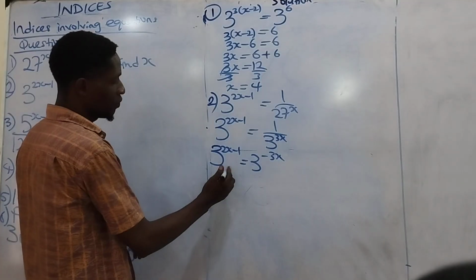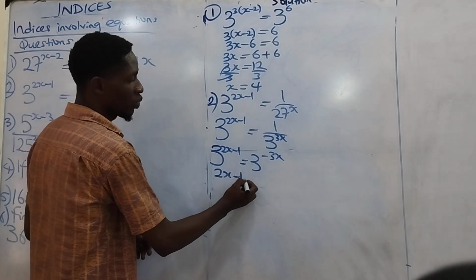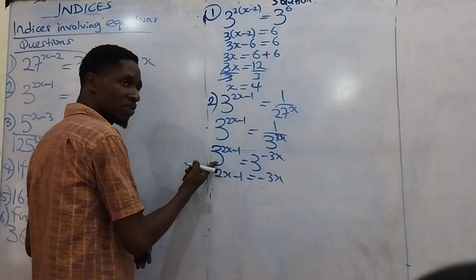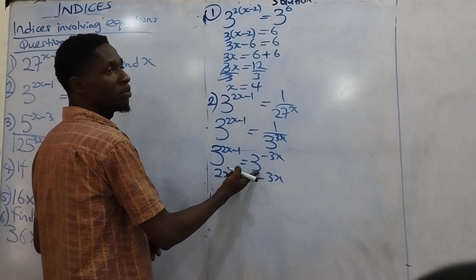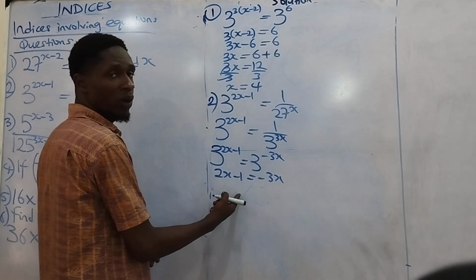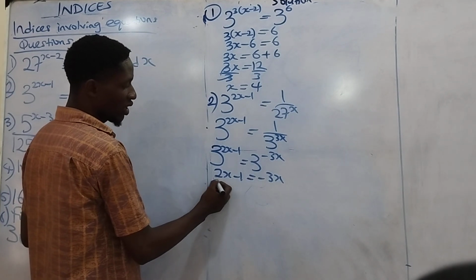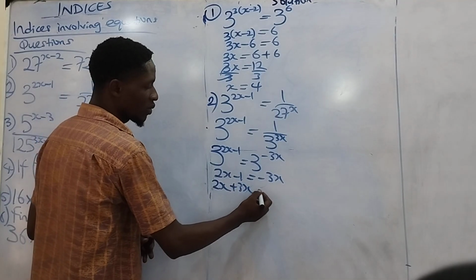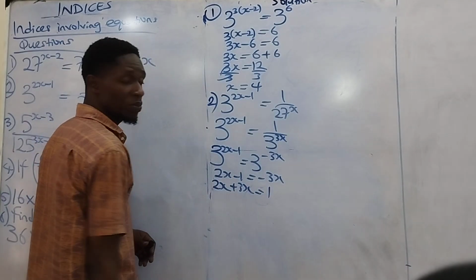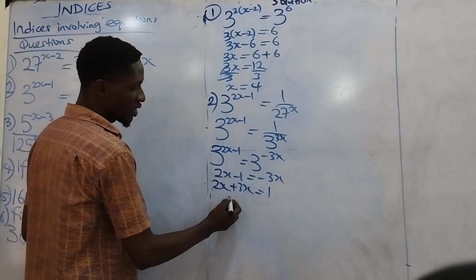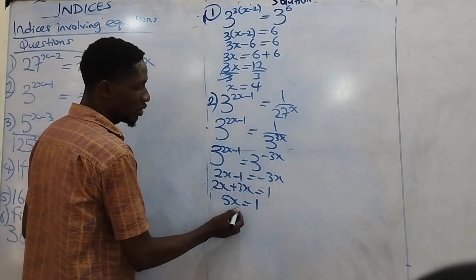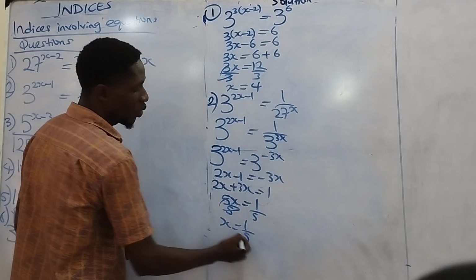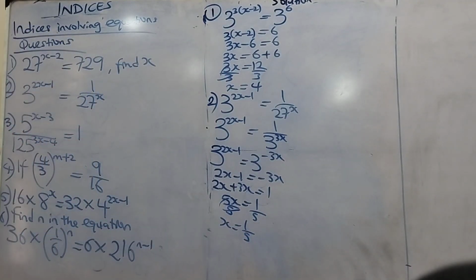We equate the power now. So we have 2x minus 1 is equal to minus 3x. You can see we have 3 as the base on the left hand side and 3 as the base on the right hand side, so we equate the power. Let's collect like terms. 2x, when minus 3x comes here it is plus 3x, is equal to, when minus 1 comes here it is plus 1. 2x plus 3x is 5x is equal to 1. Divide both sides by 5. So our x is 1 over 5.